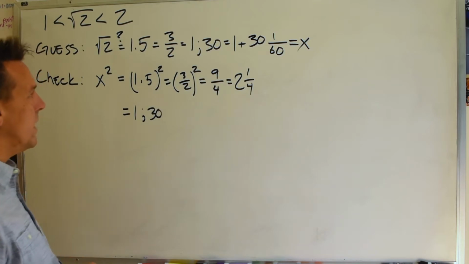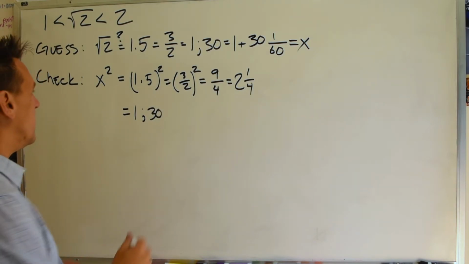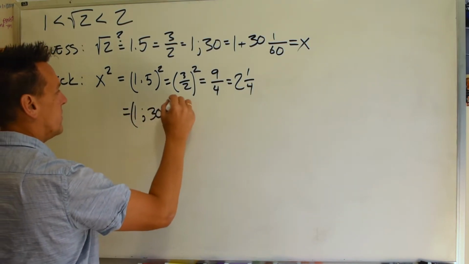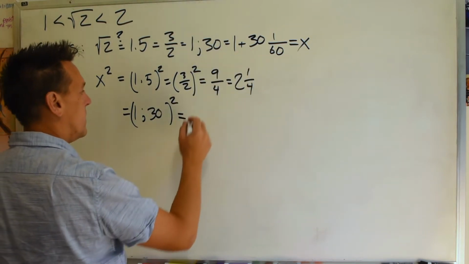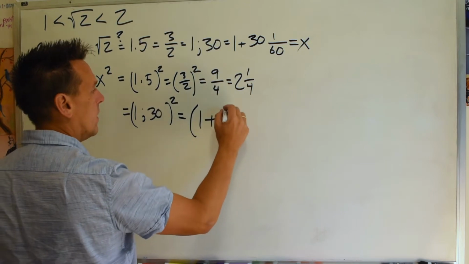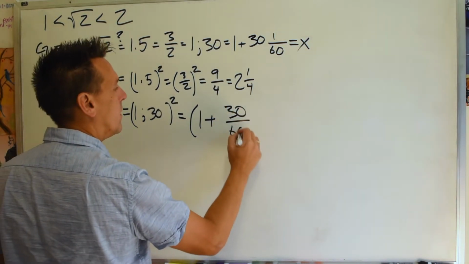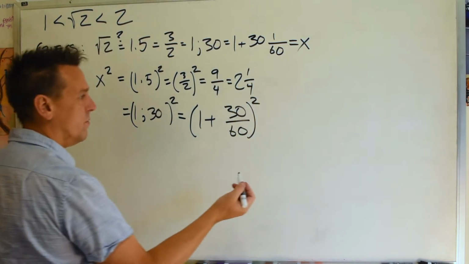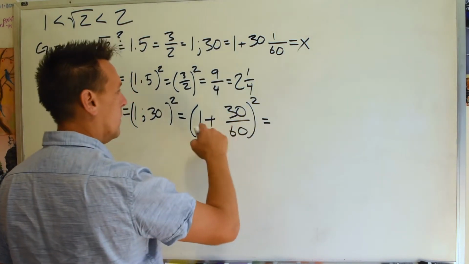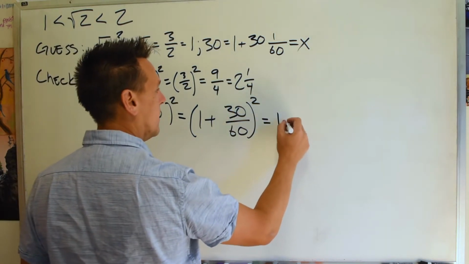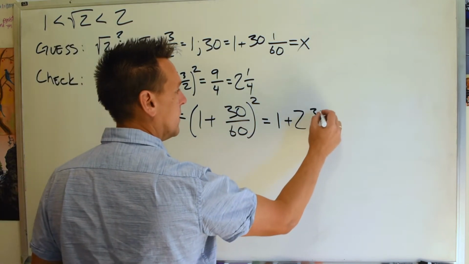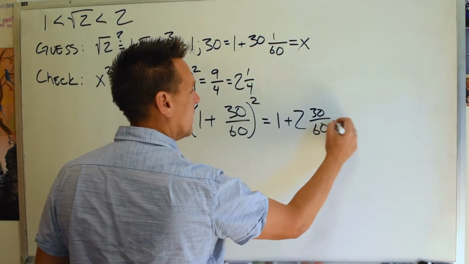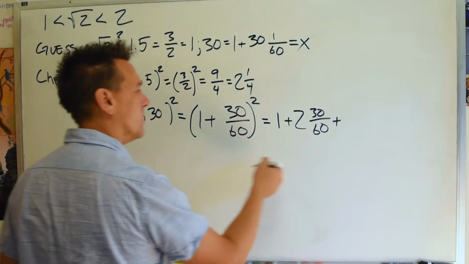How are we going to square that? Maybe that's hard to see how to square that at first. One way to think about it, though, is this way. And then we FOIL. 1 squared is 1. And then I'm going to get 2 of this middle term. And then I'm going to get this term squared.